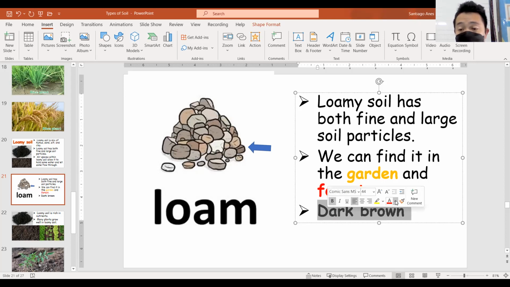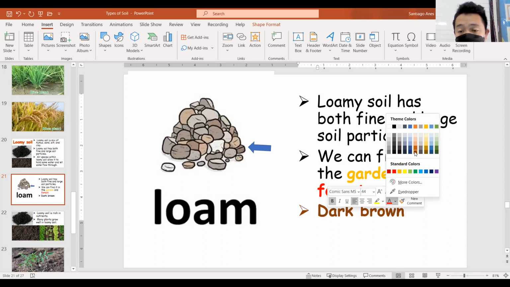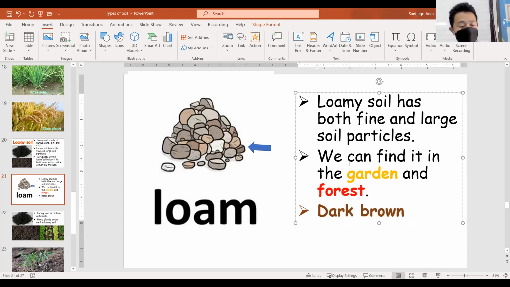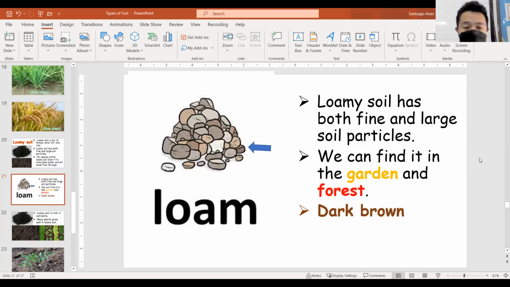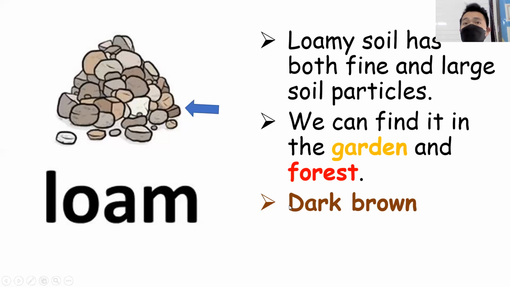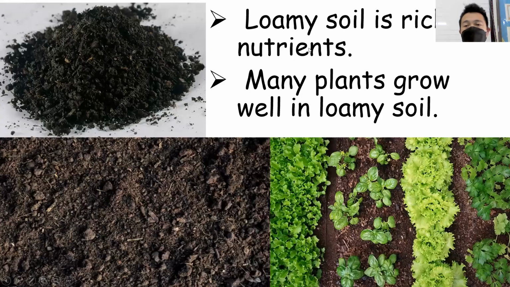So remember this one. The color of loamy soil is dark brown. So loamy is the best soil for planting any kind of vegetables. If you are going to plant vegetables, you can use loamy soil. Look at this. Loamy soil is rich in nutrients.